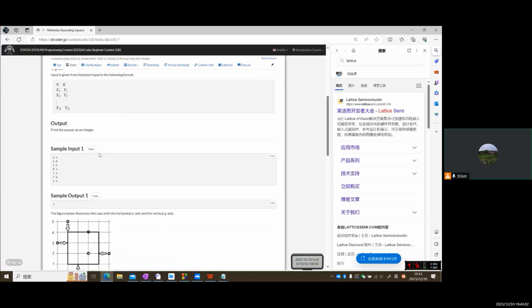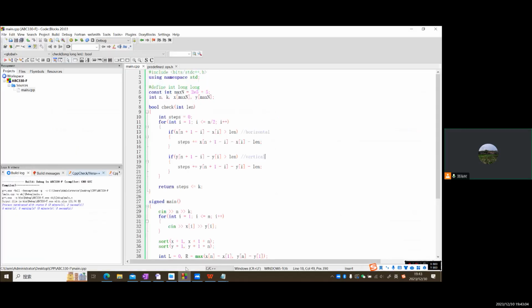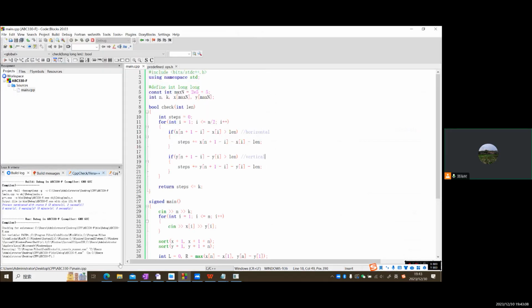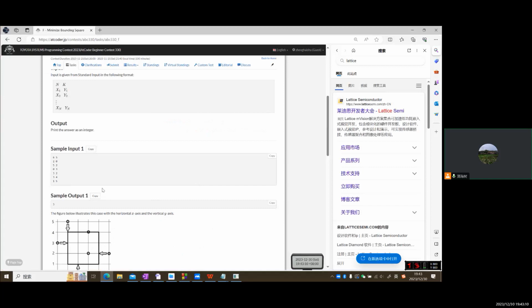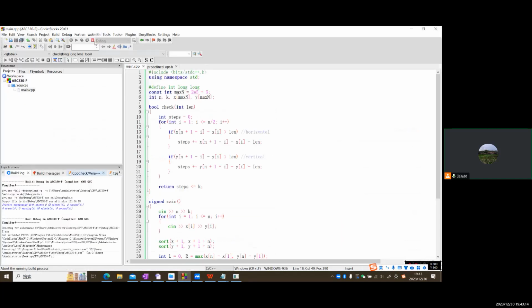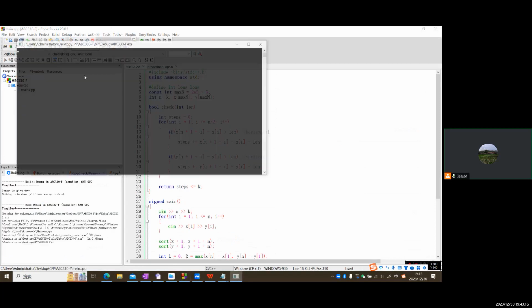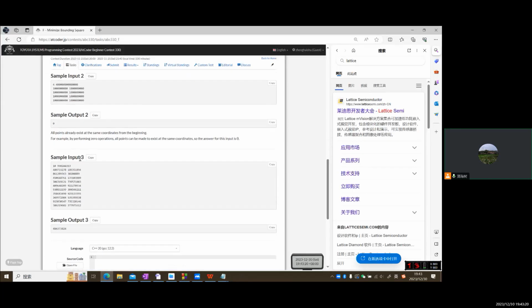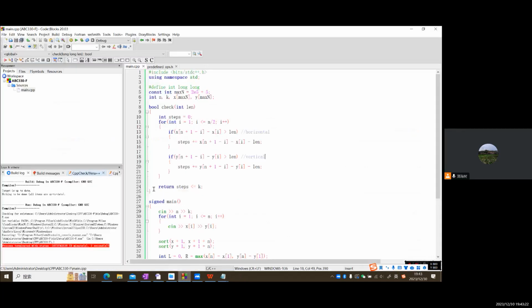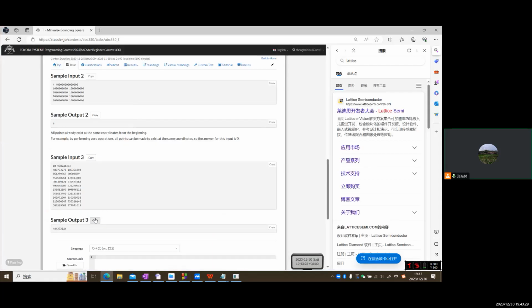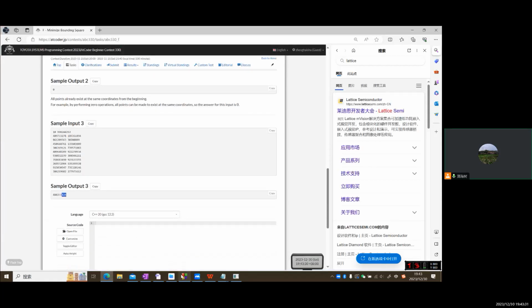Okay. Now let's test with the first sample. The answer is 3, which is correct. And for the second sample, the output is 0. It's also okay. And then for the third sample, 3824. 3824. So all the cases have been accepted.